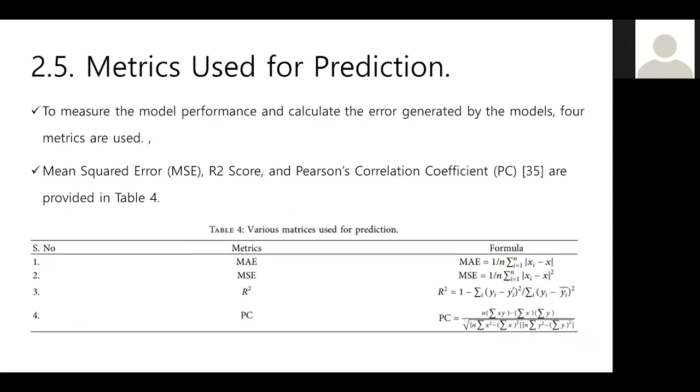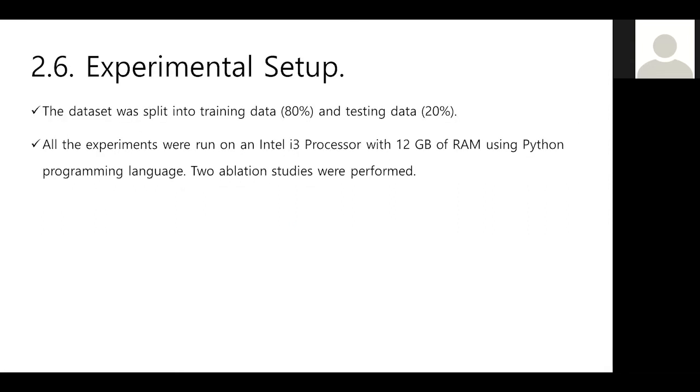To measure the model performance and calculate the error generated by the models, four metrics are used: mean absolute error, mean squared error, R-squared, and Pearson's correlation coefficient, provided in this table. The data set was split into training data 80% and testing data 20%. All the experiments were run on an Intel i3 processor with 12 gigabytes of RAM using Python programming language. 2 ablation studies were performed.